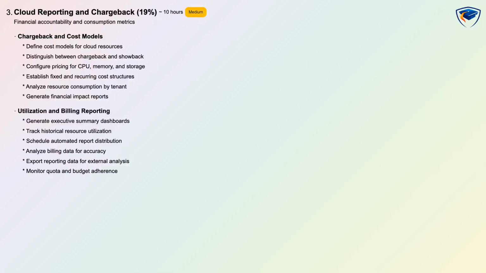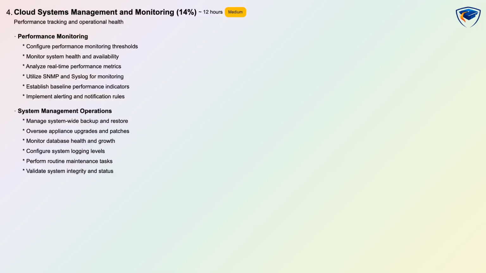Cloud reporting and chargeback makes up 19% and focuses on financial accountability and consumption metrics. This medium difficulty domain requires about 10 hours of study and is assessed via scenario-based tasks. You will define cost models for cloud resources, distinguish between chargeback and showback, and configure pricing for CPU, memory, and storage including fixed and recurring costs. You will also generate executive dashboards, track historical utilization, schedule automated report distribution, analyze billing for accuracy, and produce financial impact reports for tenants.